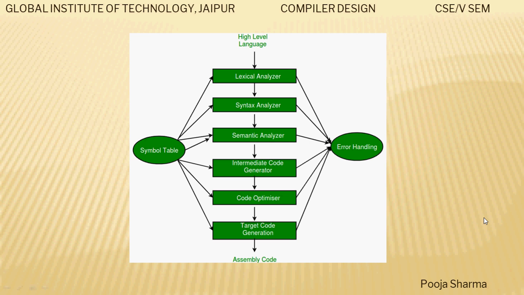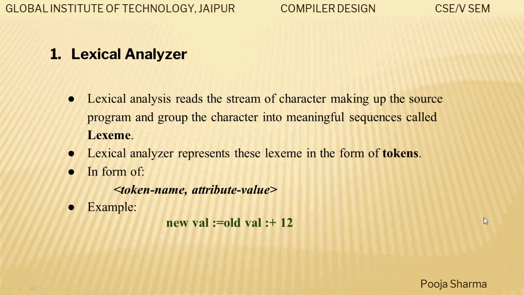First phase is the lexical analyzer. Source code enters phase 1. Lexical analysis reads the stream of characters making up the source program and groups the characters into meaningful sequences called lexemes. The lexical analyzer represents these lexemes in the form of tokens. So what we understand from this is that the high level language in the first stage is a sequence of characters, which are grouped into lexemes, and then these are called tokens.